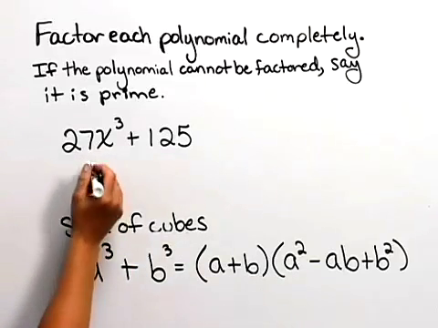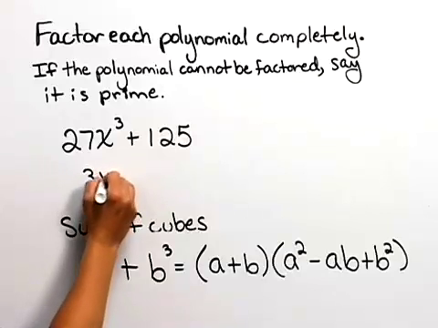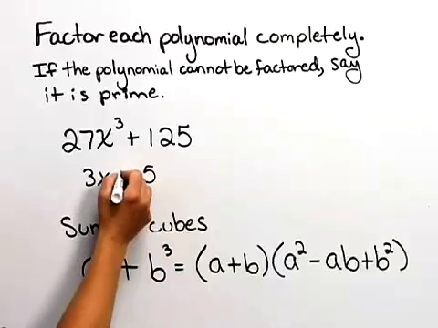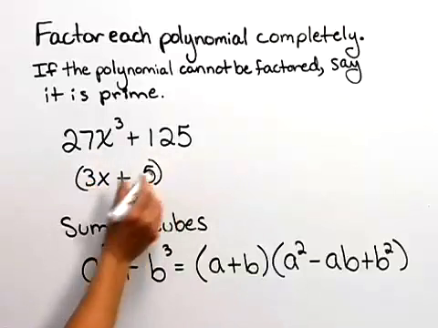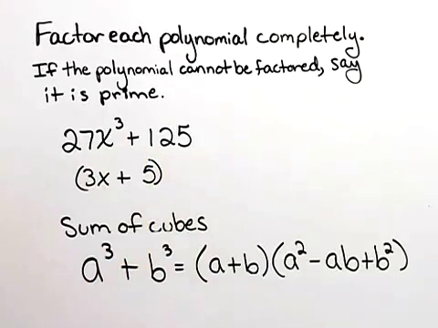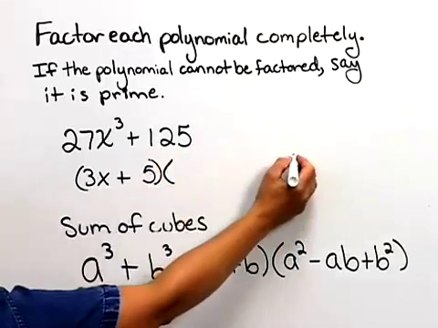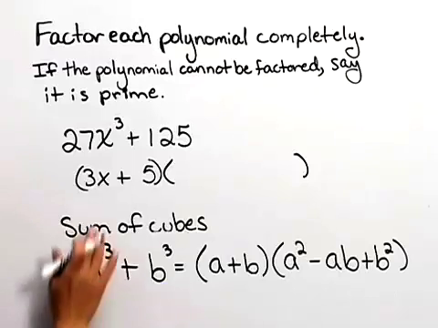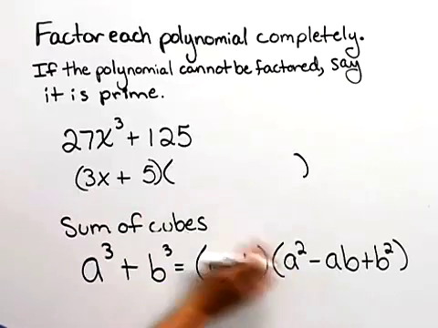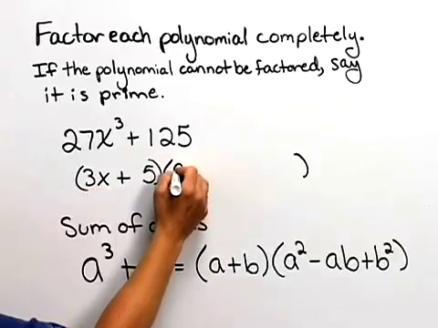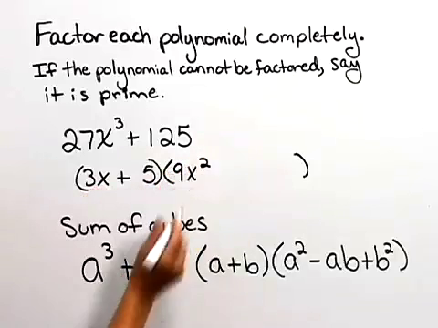The cube root of 27x cubed was 3x. The cube root of 125 was 5. So the first parentheses has those added together since it was a sum. We will use these terms to create the second parentheses. We first need to square this 3x. So 3x times 3x is 9x squared.